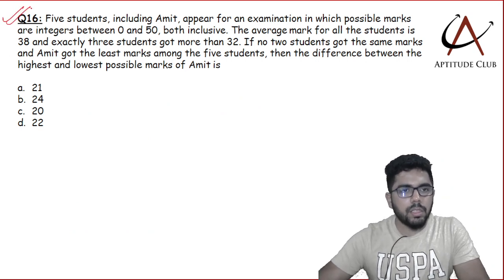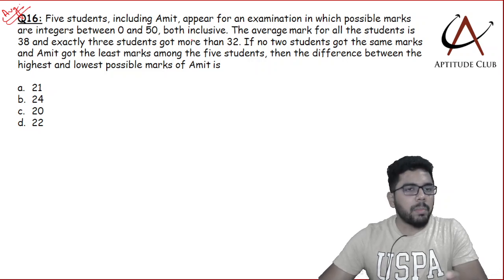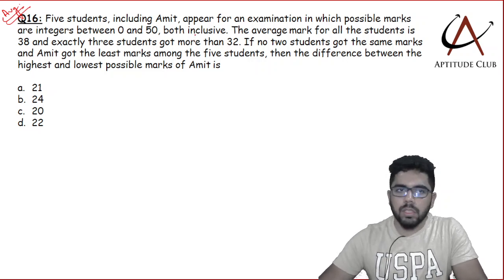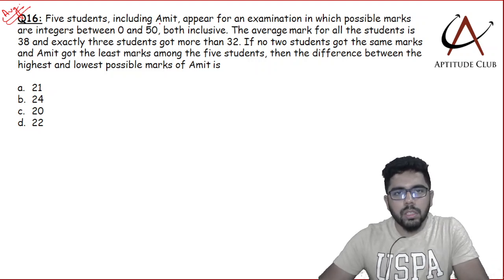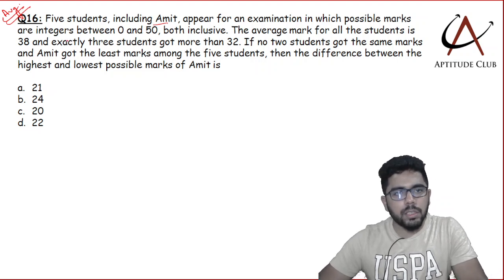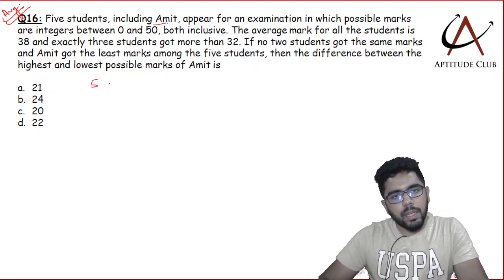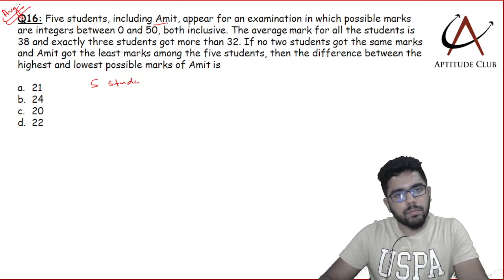Question number 16. This is a question on average and maximizing and minimizing the terms when the average is given. So let's see how to solve this. 5 students including Amit appear for an examination in which possible marks are integers. So there are 5 students. 5 students means I'll take n is equal to 5.